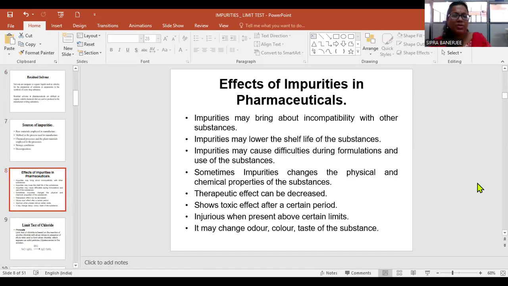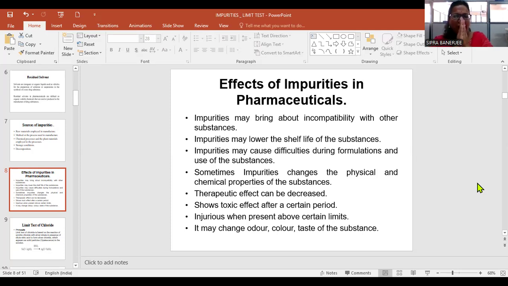Effect of impurities in pharmaceuticals. Impurities may bring about incompatibility with substances. So what will the problem be here? If impure substances are present, they will be incompatible. They will not be mixed with the substance.